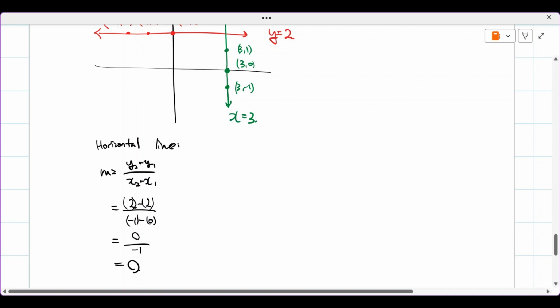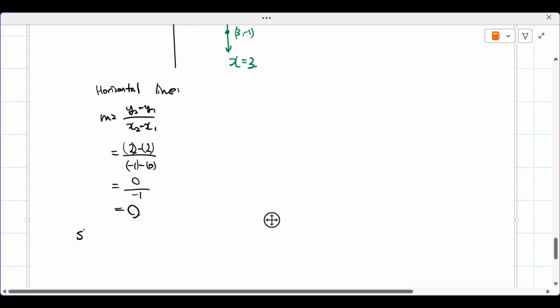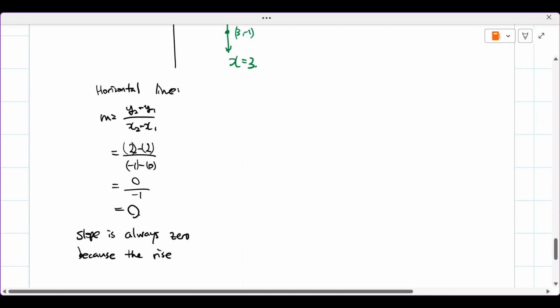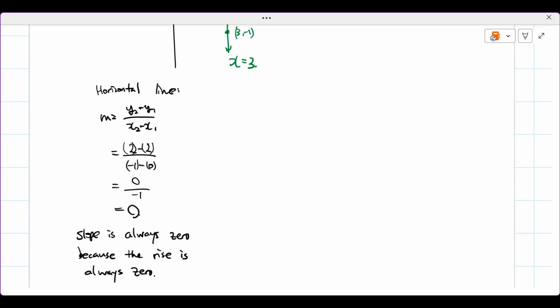Why is that? Because the slope is always 0 because the rise is always 0. Okay? The rise is the numerator, the y2 minus y1. Because that's always 0, the slope is always going to be 0.